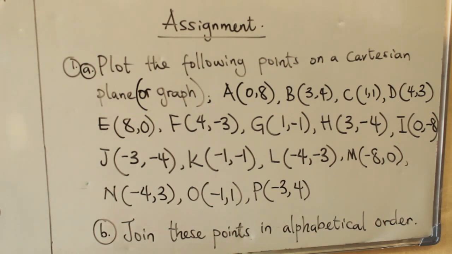Point K is (-1, -1). Point L is (-4, -3). Point M is (-8, 0). Point N is (-4, 3). Point O is (-1, 1). And point P is (-3, 4). And please join these points in alphabetical order and tell me what shape you're able to get at the end of the day.